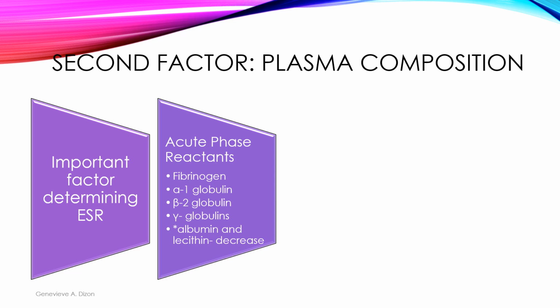But there are exceptions to the proteins that increase ESR. Examples are albumin and lecithin. Both of these proteins or acute phase reactants decrease erythrocyte sedimentation rate. So how do these proteins affect rouleau and aggregation? When the proteins are positively charged, they can counteract the negative charge of the red blood cells to each other, and that can cause the settling of the red blood cells to be faster and more efficient.